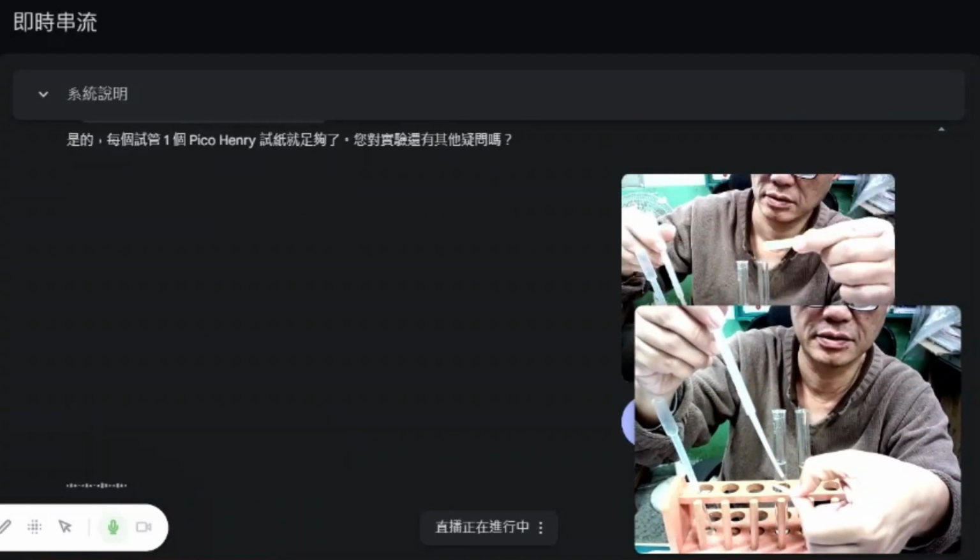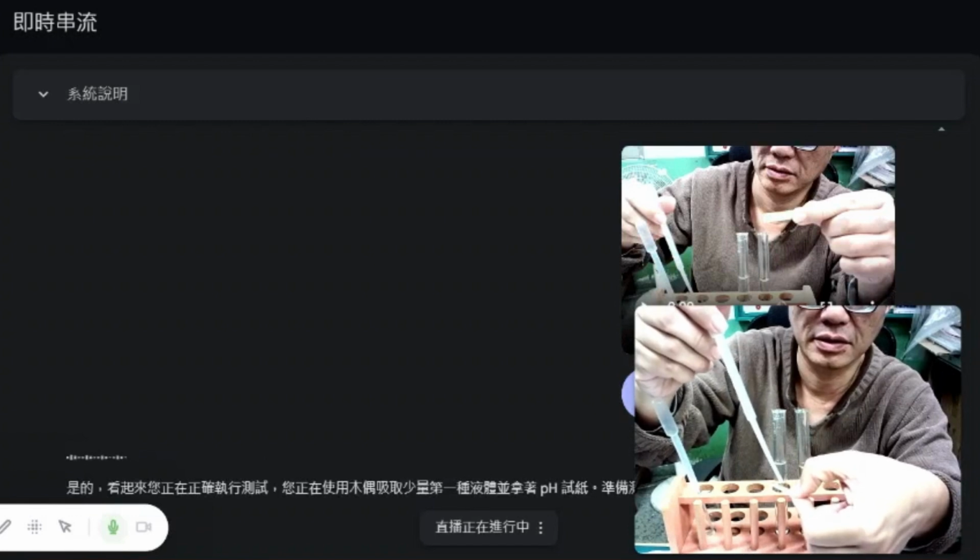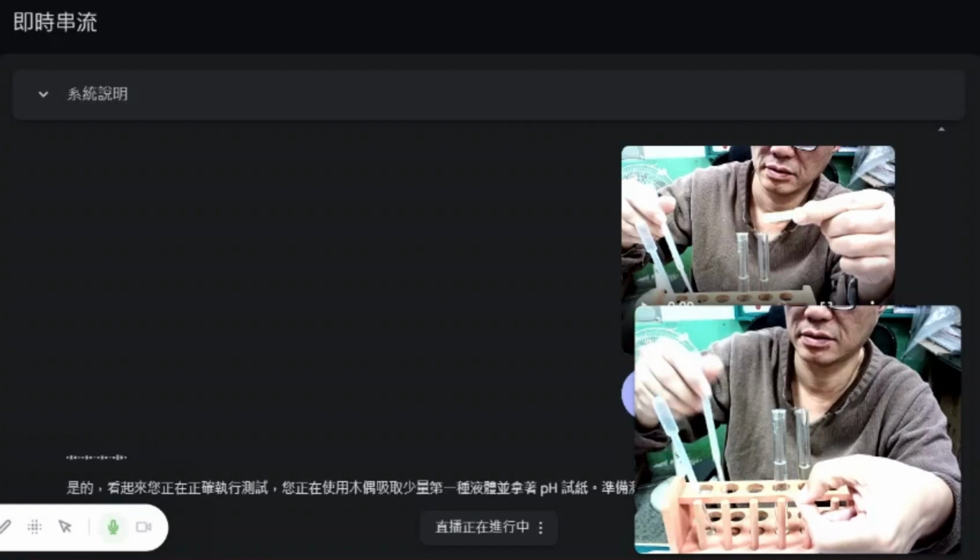You are using a pipette to draw up a small amount of the first liquid and holding a pH strip ready to test it. Do you want to proceed with the test now?